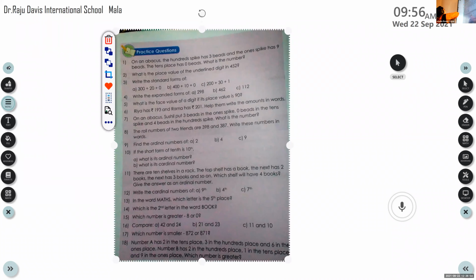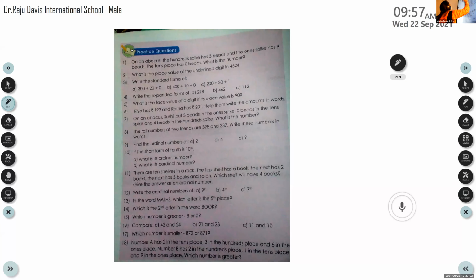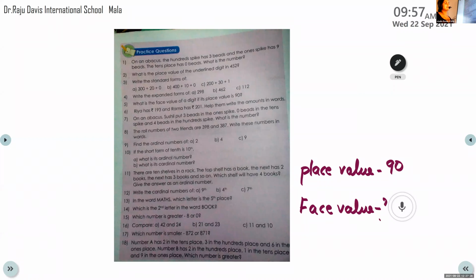Now, question number 5. All of you, please listen. Question number 5. What is the face value of a digit if its place value is 90? So, place value, please listen here, my dear children. Place value of a number is 90. What is its face value? That we have to find out. Face value of a digit.